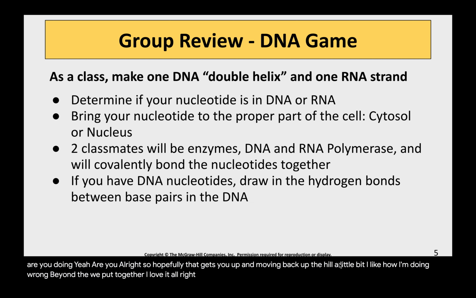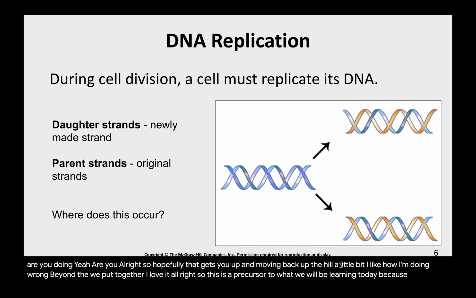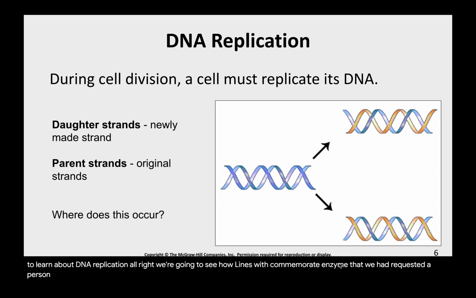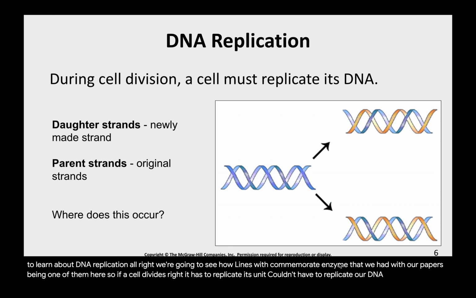All right, so this is a precursor to what we will be learning today, because we're going to learn about DNA replication. We're going to see how one molecule of DNA goes on to become two molecules of DNA, using our enzymes, those polymerase enzymes that we had with us. So if a cell divides, right, it has to replicate its DNA. Otherwise, if it divides, half of that cell, or that newly made cell, is not going to have DNA and it's going to be useless. So we have to replicate our DNA when a cell divides.